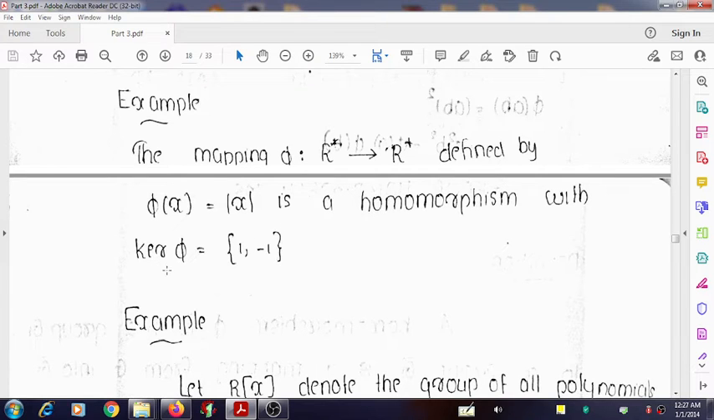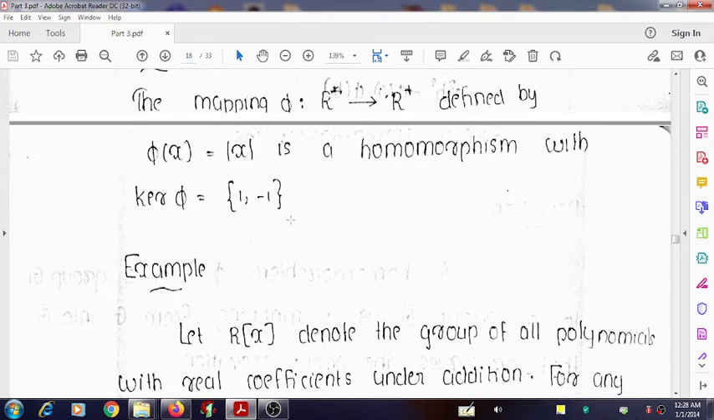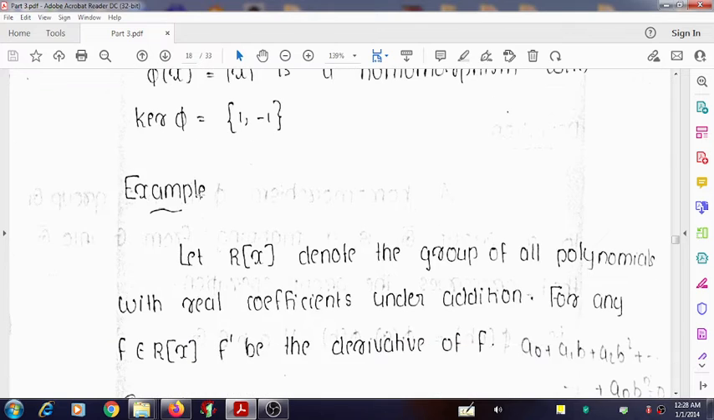And then what is the kernel of this homomorphism? It's equal to plus 1 and minus 1, the two elements present in this group R star. When we take the modulus of these two elements, that gives us 1, which is the identity element in the second group. So the set {1, minus 1} is the kernel of phi.